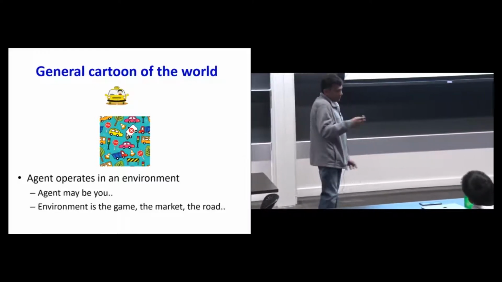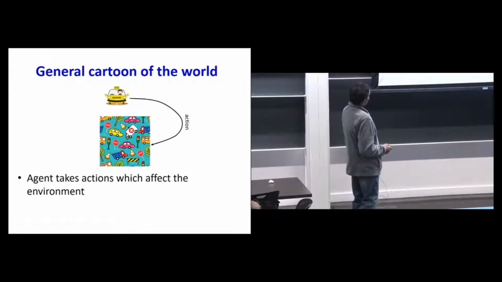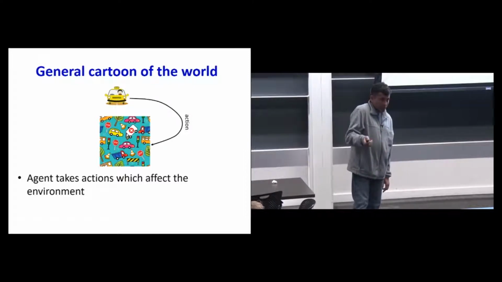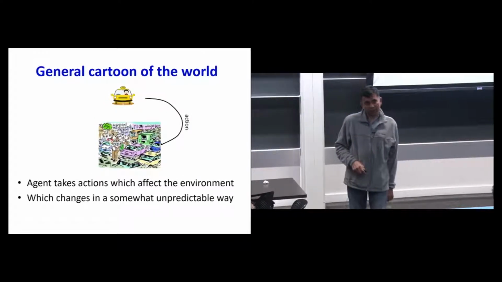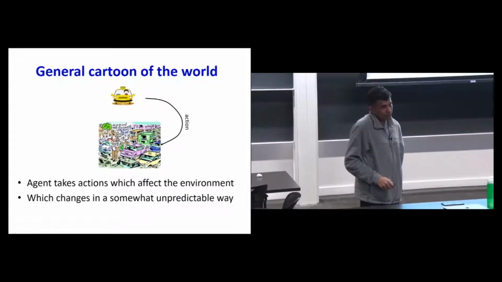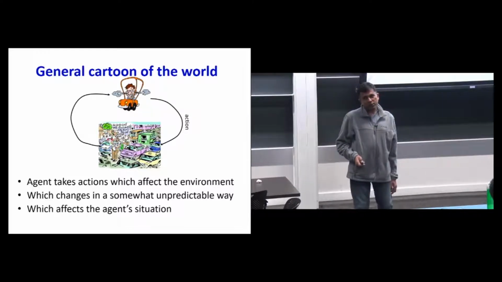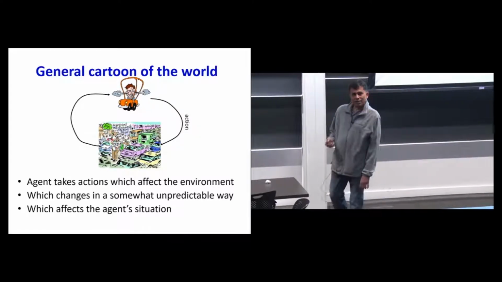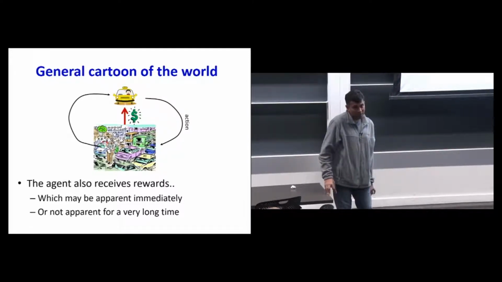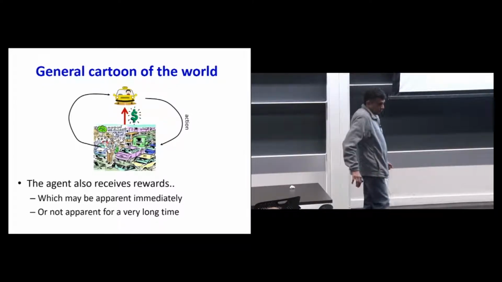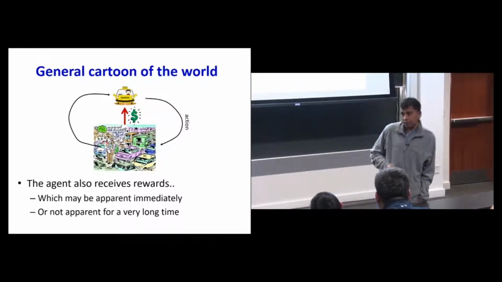You're an agent. You operate in an environment, and the environment is the game or the market or the road. So you take actions, like you change a lane, you make a move, you invest some money, but your actions change the environment. And the change in the environment can be completely unpredictable. And the change in the environment is going to affect your situation. But in the process, sometimes the change in the environment will also give you some rewards, maybe immediately, maybe much later. At some point, you get some reward. For the time being, you can imagine that every single action begets a reward, but there is no requirement that this actually happens. The reward may be when the game ends.